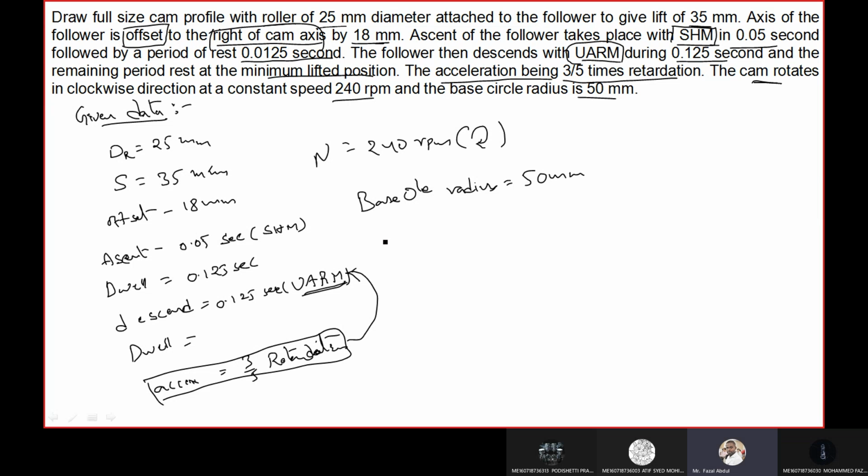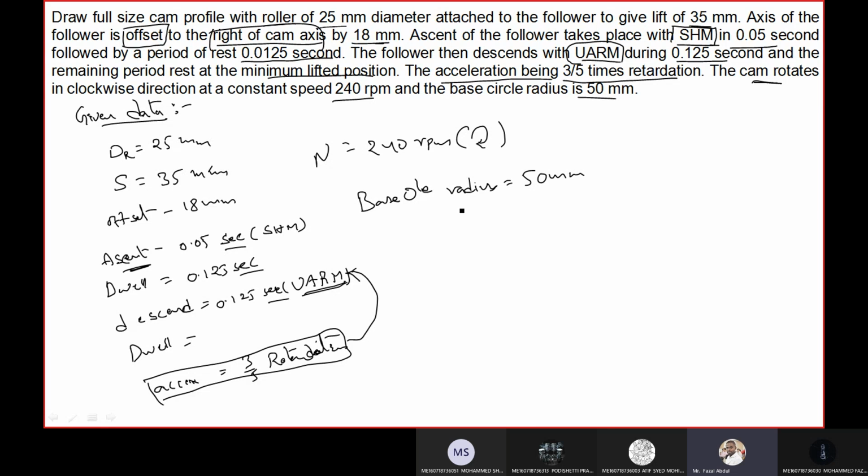Now to construct the displacement diagram, we need the angle of rotation of the cam. If we know the angle of rotation of the cam, we are going to convert that angle into centimeters, isn't it? So what is given in the problem: ascent means rising period, dwell, and descent means returning position, all given in terms of seconds. So these seconds we need to convert into degrees.